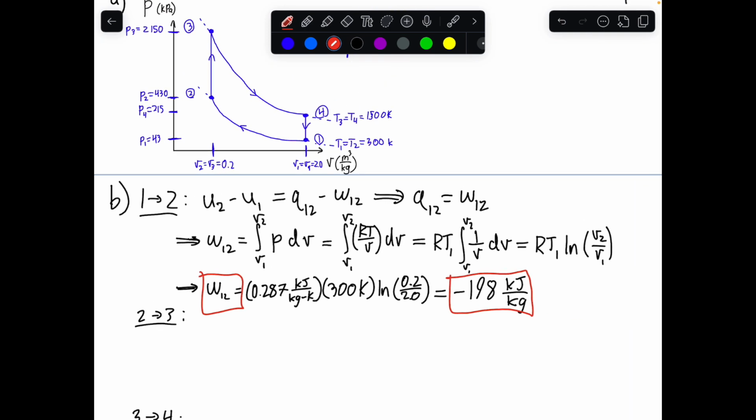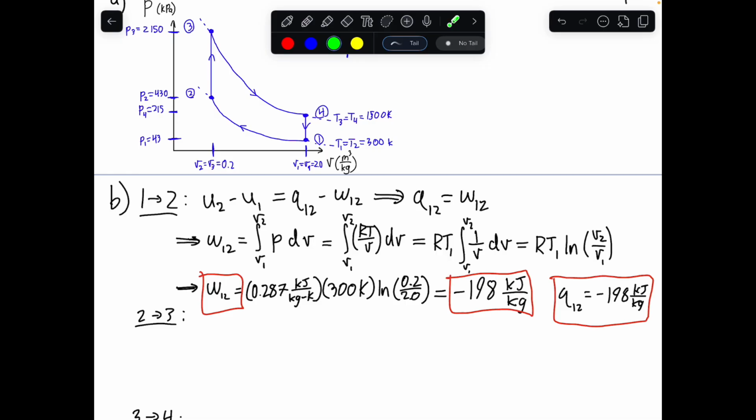And then remember, we have the heat transfer is just going to be equal to that work value as well. So then we'll also get our heat transfer from 1 to 2 should also be equal to the same value with the same sign, negative 198 kilojoules per kilogram. So this will be our answer for the process from 1 to 2.